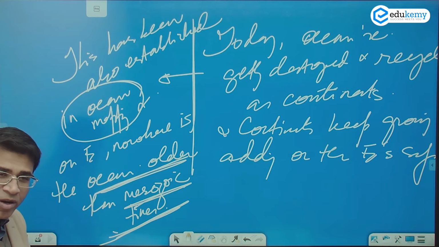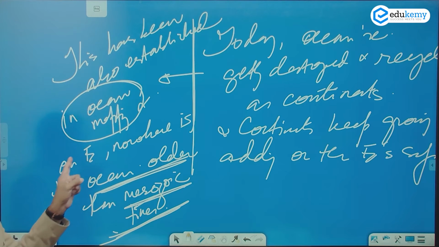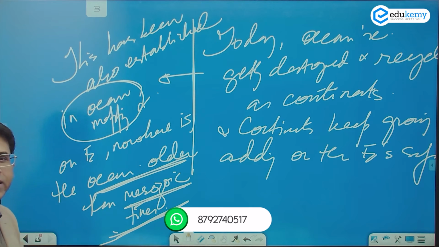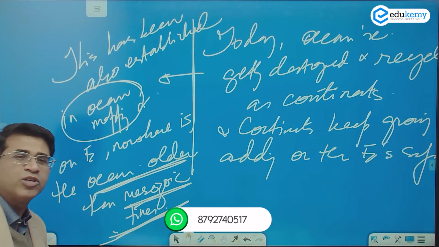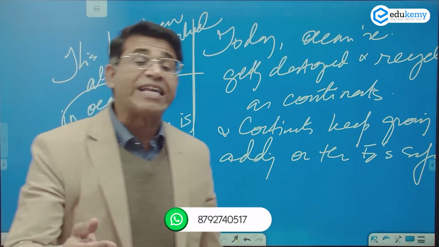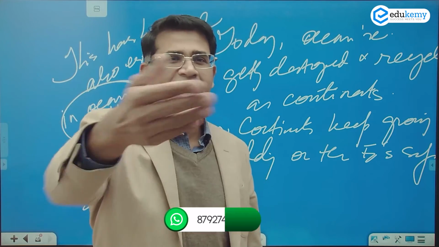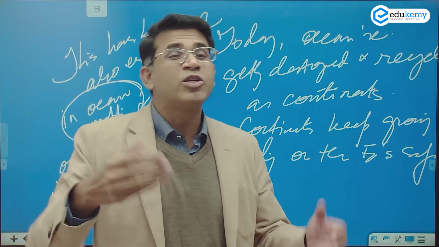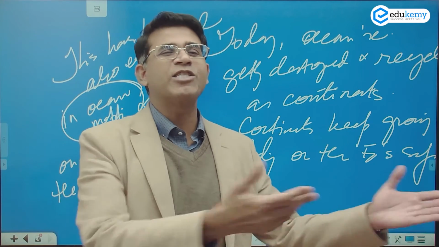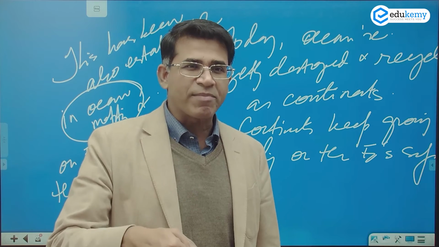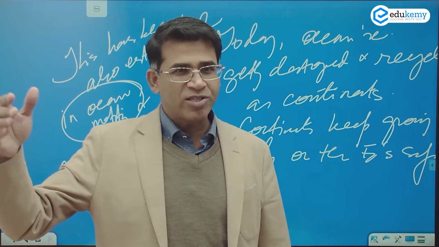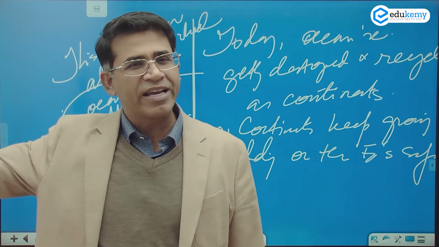Because the old ocean has been destroyed. The old ocean has been subducted. Like in your house, who is older? Your great grandfather is older, or are you older? The great grandfather is older, but he is not in a house. Why? He has expired. So today he is not in your family. Because you survive and not your great grandfather.